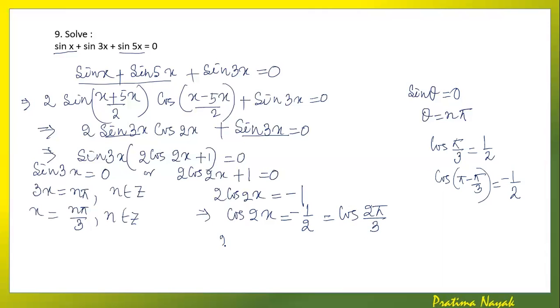So I'll write 2x is equal to 2n pi plus or minus 2 pi by 3. So what will be x? x is equal to n pi plus or minus pi by 3, where n is an integer. So both are the solution.